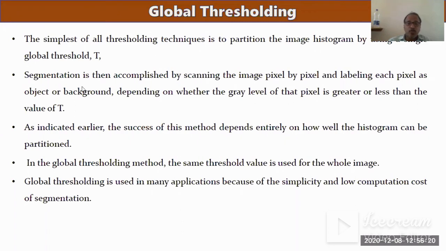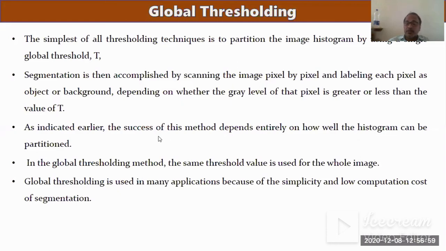See, in this global thresholding, how can we do it? आता हे पण आपण ऑलरेडी बघितले, त्याचा प्रोग्राम पण लिहिलेला आहे. We can read the pixel. If the pixel value is less than T, the threshold value, that pixel value is converted to 0. If the value is greater than T, we convert it to 1. So we are labeling each pixel as either object, that means 1, or background, that means 0, depending on whether the pixel is greater or less than the value of T. As indicated earlier, the success of this method depends entirely on how well the histogram can be partitioned.